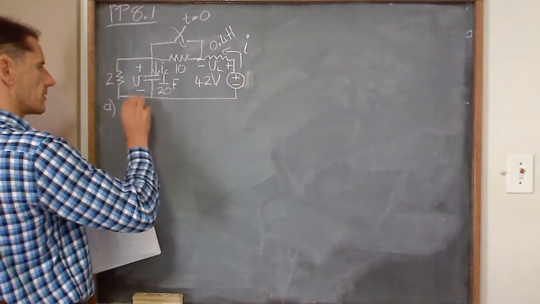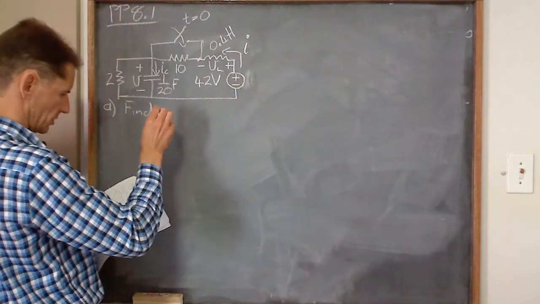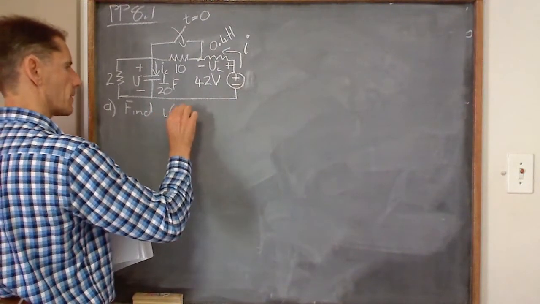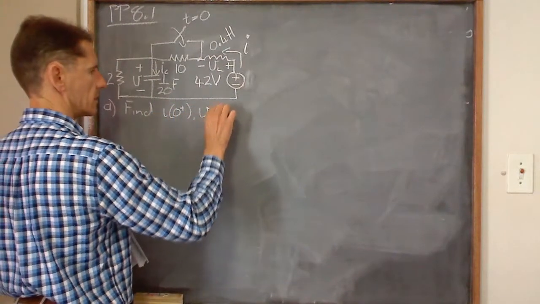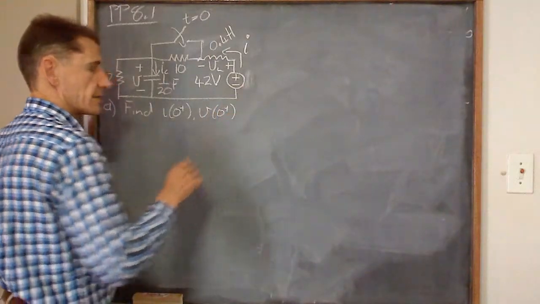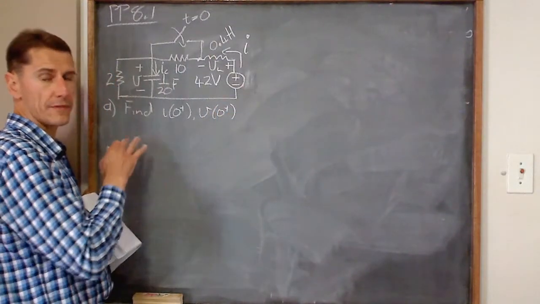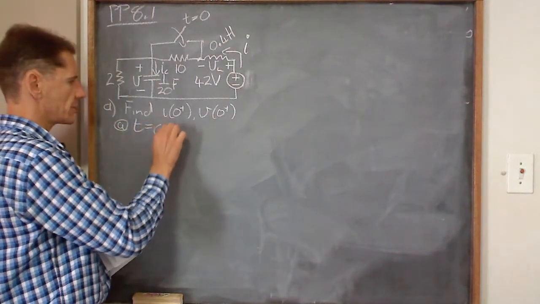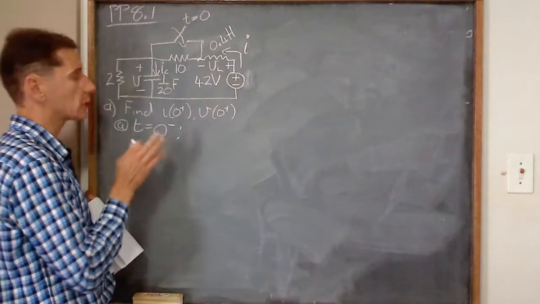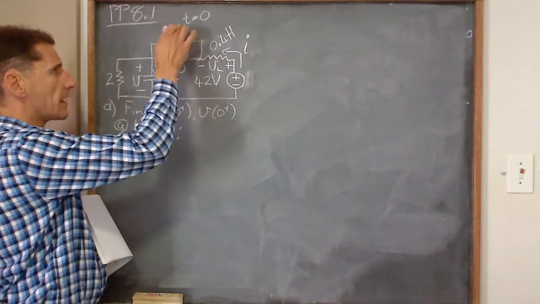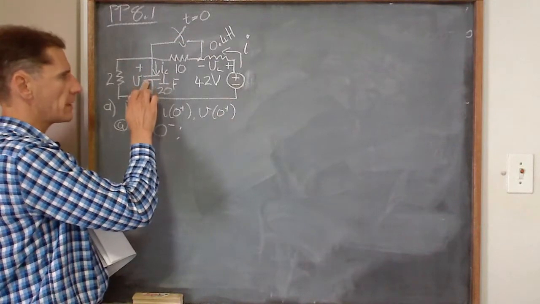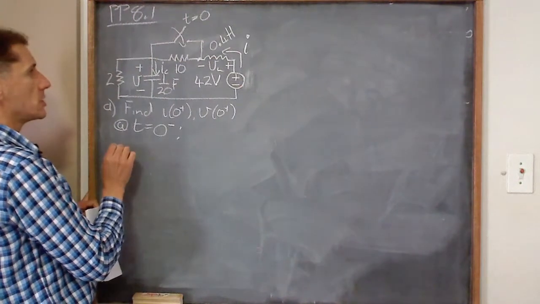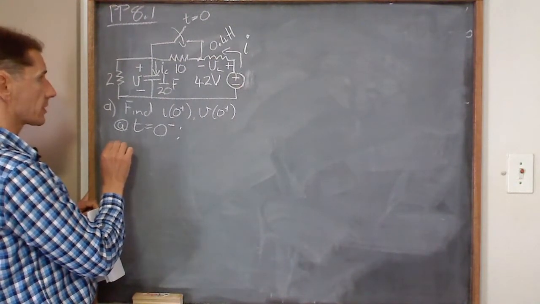So let's find, which one did I start with? I0 plus and V0 plus. Again, if we want the 0 plus values, we need to look at time equals 0 minus. What did that circuit look like? At time 0 minus, that switch is still open. The capacitor will be an open circuit. The inductor will be a short circuit. So we redraw the circuit.